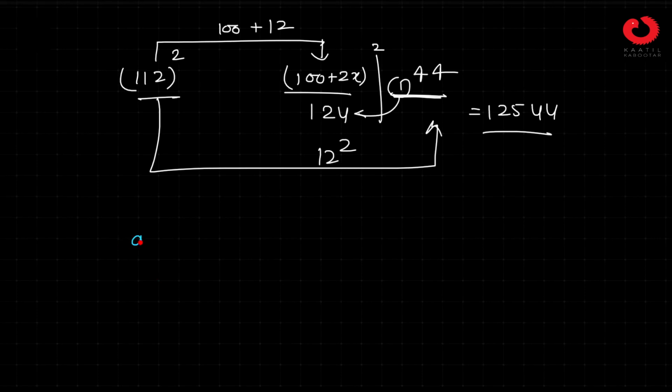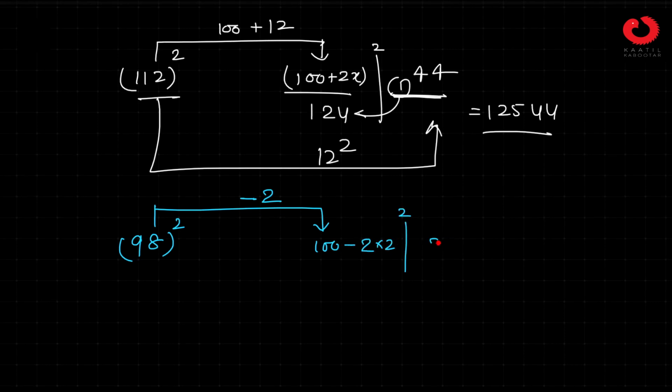Okay, I just want to show you one more example which is less than 100. Suppose a number is given to me as 98 square. I will see how far this number is from 100. I can see this is minus 2, so I will write 100 minus 2 times 2, and then over here, as this is 2 digits, I will write 2 square.